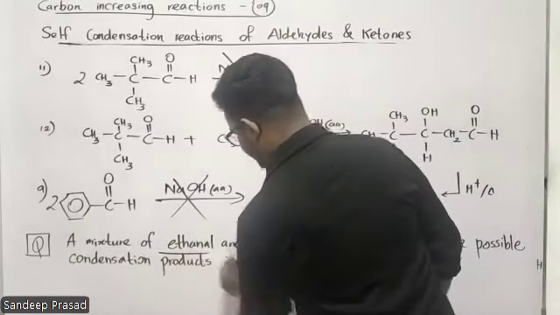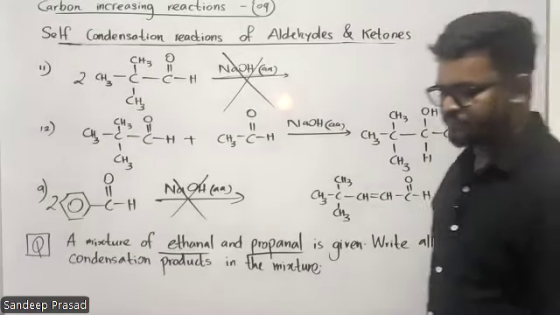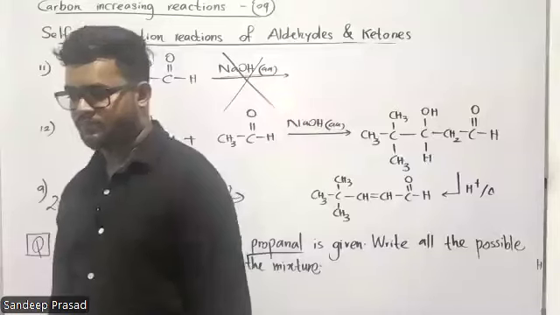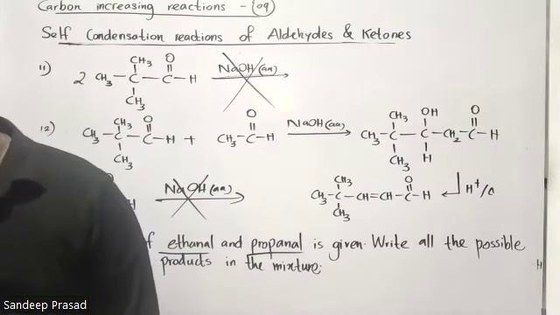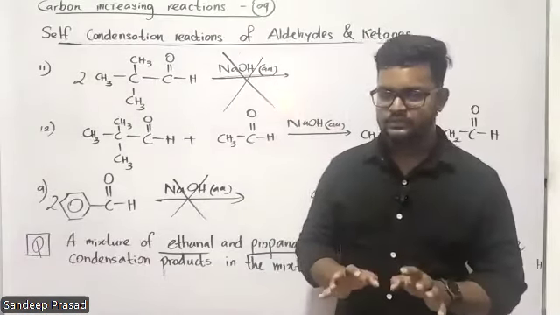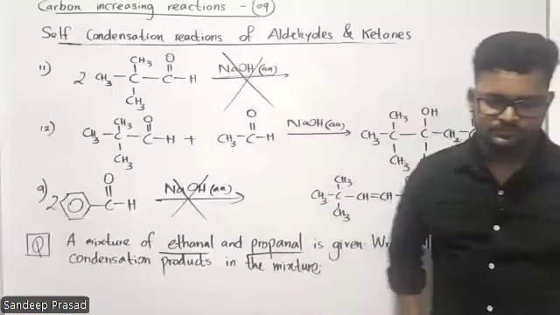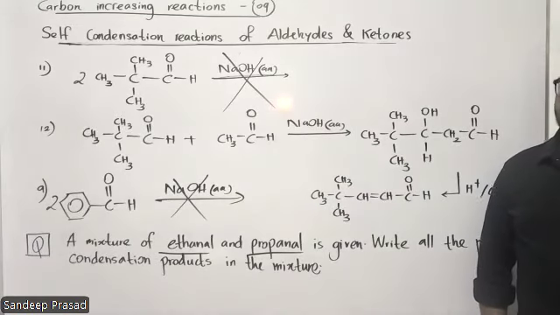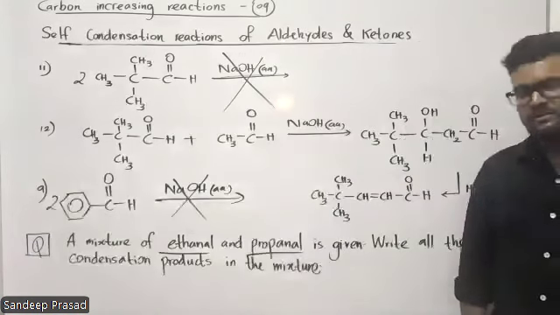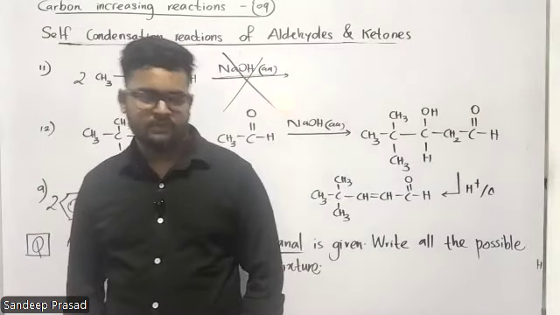You are given an ethanol and propanol mixture. They are asking to write all the possible condensation products in this mixture. What is the answer? Wait. Before you do that, tell me how many products you can obtain maximum. From the ethanol and propanol mixture, how many products can you obtain maximum?